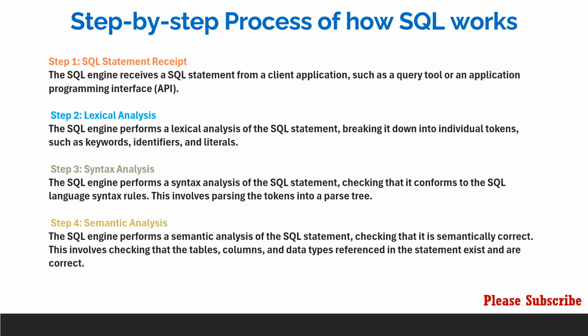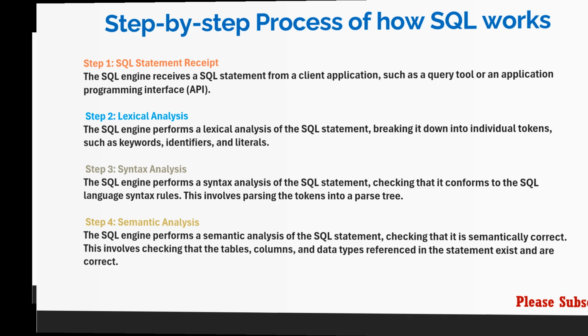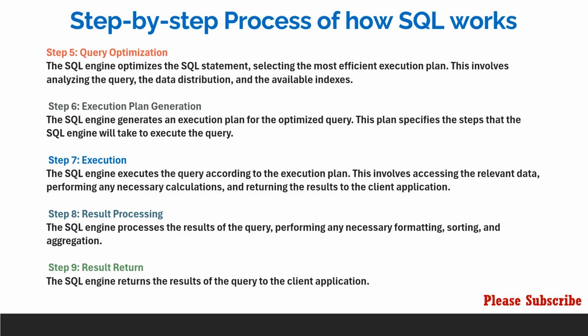Step 4, semantic analysis. The SQL engine performs a semantic analysis of the SQL statement, checking that it is semantically correct. This involves checking that the tables, columns, and data types referenced in the statement exist and are correct. Step 5, query optimization. The SQL engine optimizes the SQL statement, selecting the most efficient execution plan. This involves analyzing the query, the data distribution, and the available indexes. Step 6, execution plan generation. The SQL engine generates an execution plan for the optimized query. This plan specifies the steps that the SQL engine will take to execute the query.